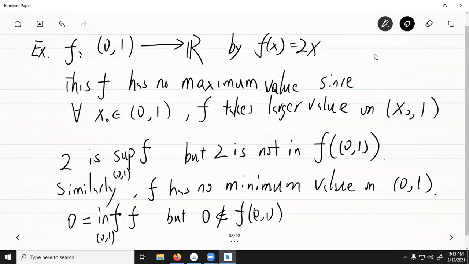So this is one example. This is a continuous function, no problem, right? But this continuous function may not have maximum and minimum values. And the thing here is that this domain is an open interval.